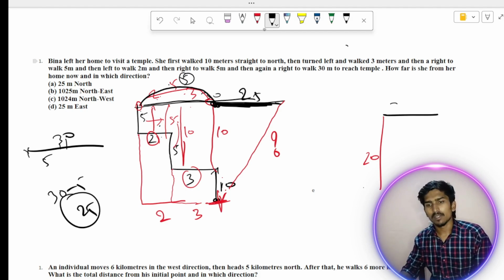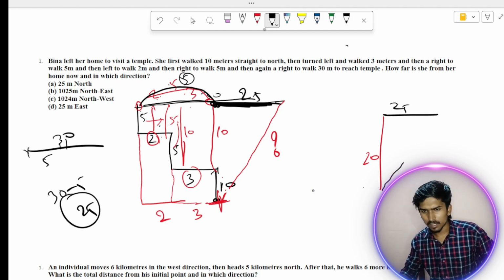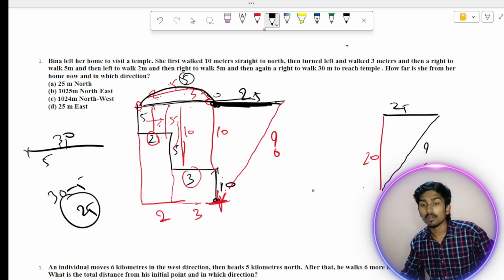So we got 25, this one. They are asking this direction, this distance, how much distance. First of all, from the starting point, this is the home point, just make a plus symbol. This is north and this is east. So northeast is the direction.